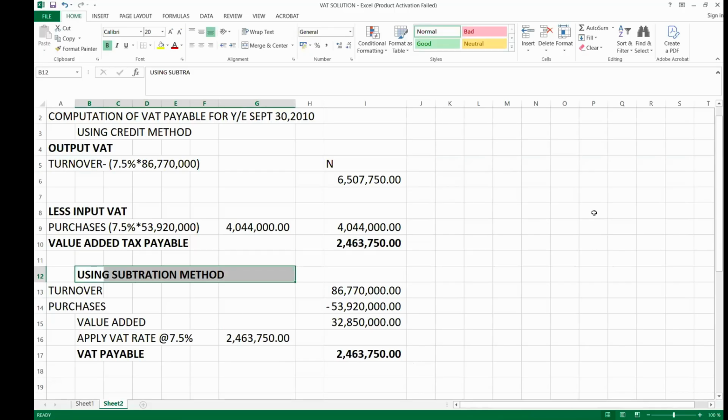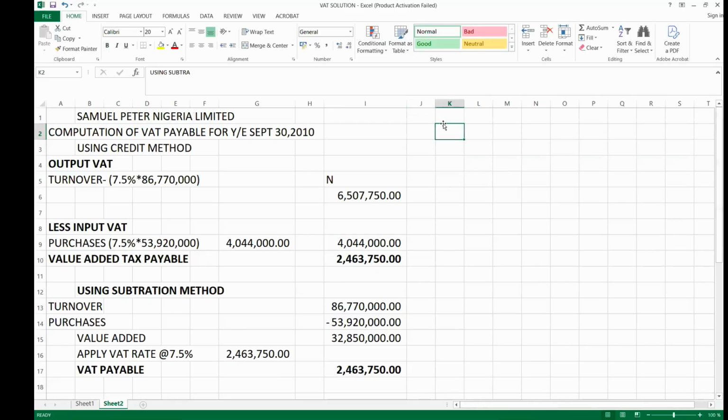So the last one is the addition method. I told us that it involves a situation whereby you add all rewards generated by all factors of production. So let us go to the question. In the question we are given turnover, so that is income, purchases, income. Then we have rent. So rent, that is the reward generated by who?